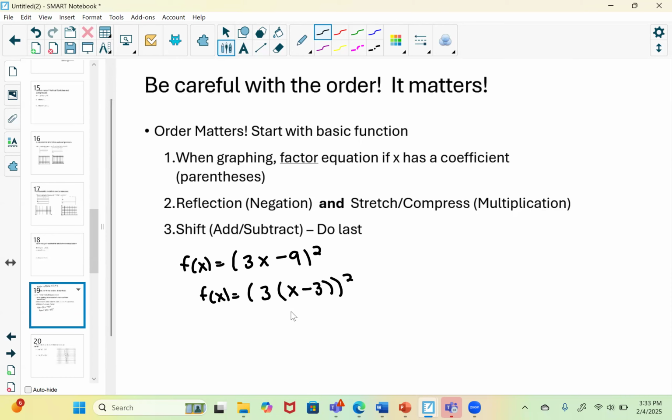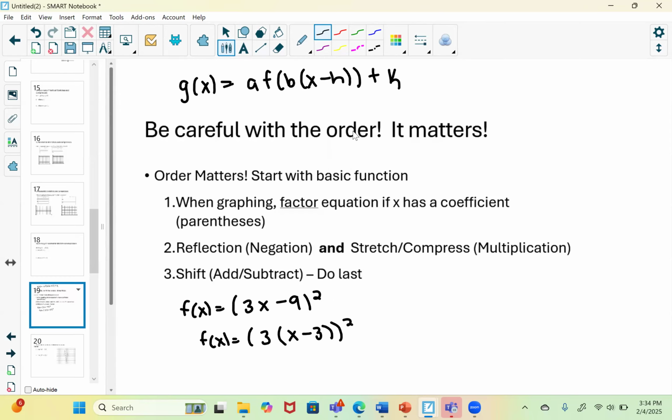And that's the only way to get both the compression or stretch correct, and then also the horizontal shift. You will have the horizontal shift wrong if you don't factor that out. Okay. So then we have that. And then what we do is we always first do reflections and stretch and compressions. You could do either one first, it doesn't matter, but we do that next. And we do shifts, adding and subtracting, the H and the K, last.